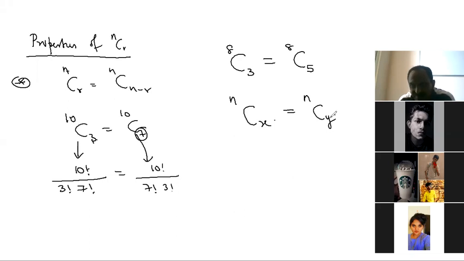X minus 1 is equal to Y. X, N minus X. Correct, no? Yes, sir. N minus X is equal to Y. In other words, the sum of X and Y will be N.